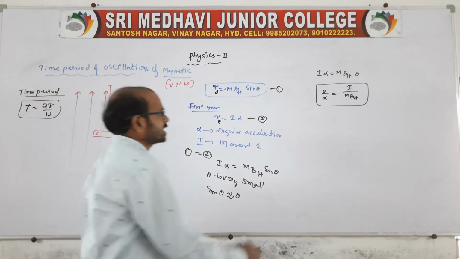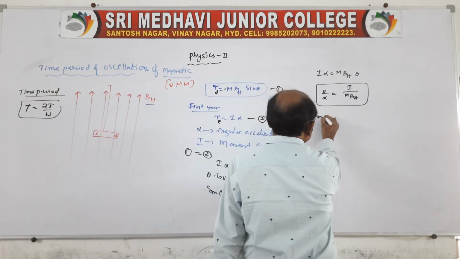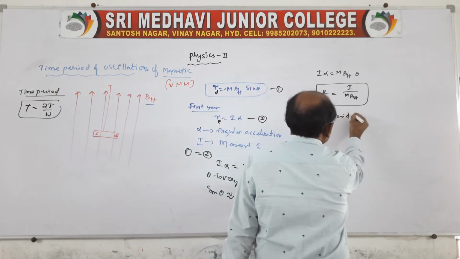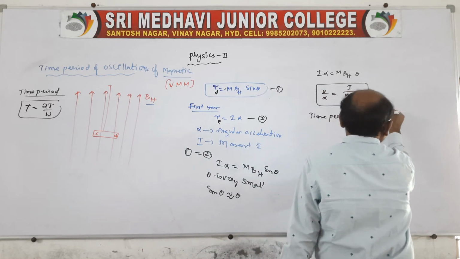Now we need to find the time period, that is, capital T is equal to 2 pi by omega.